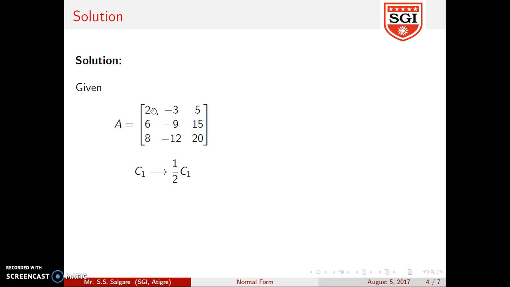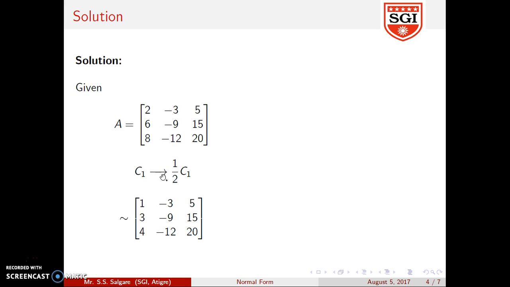Here I will apply C1 divided by 2. This elementary transformation shows that you are changing the first column to that column divided by 2. Then the resultant matrix is given by: when you are applying a column transformation, represent the matrix column-wise, with only the first column changed. So 2 divided by 2 is 1, 6 divided by 2 is 3, and 8 divided by 2 is 4. The remaining matrix stays as it is. Now in the first step, we are getting the A11 element as a 1.